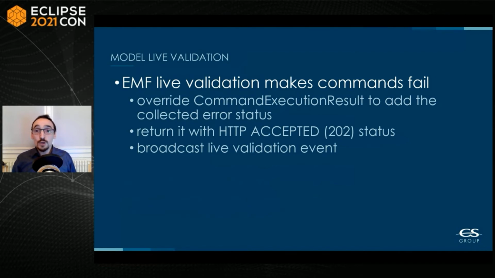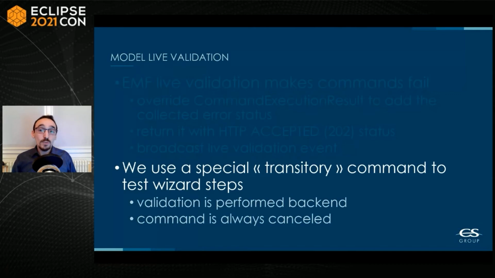We return the accepted 202 error status when it occurs, and we hijacked the model server live validation events and use them to broadcast our live validation results. We also exploit this with a special command we call transitory. We use it to validate without steps. So the step validation is performed in the backend with EMF live validation. The command is always cancelled, and so we never modify the model.